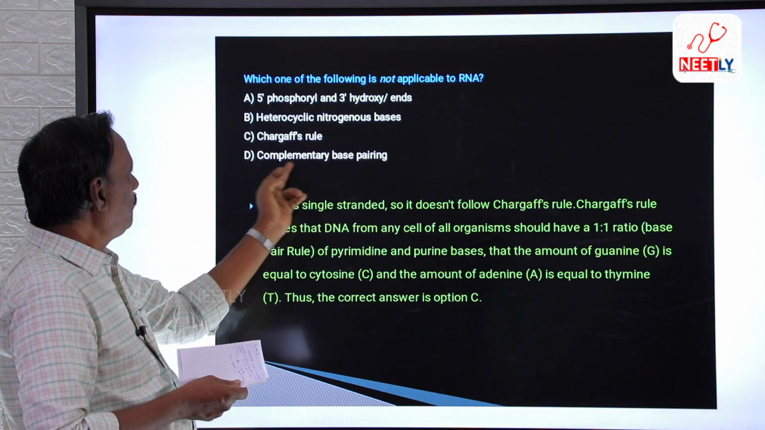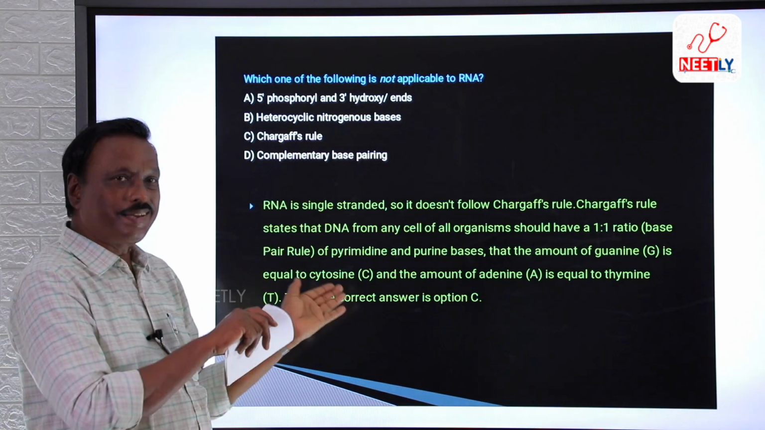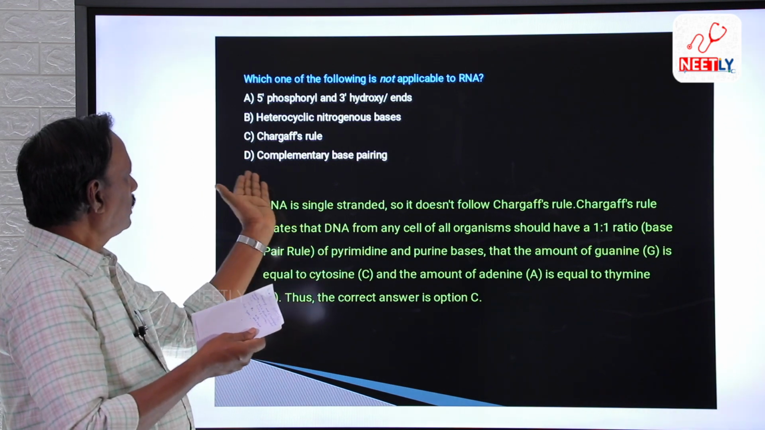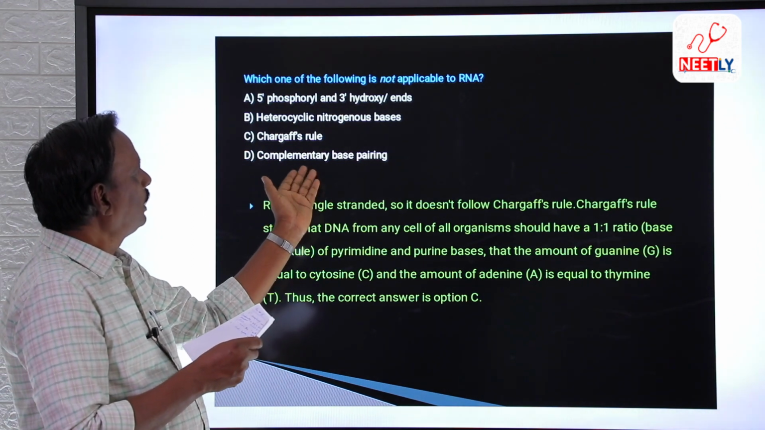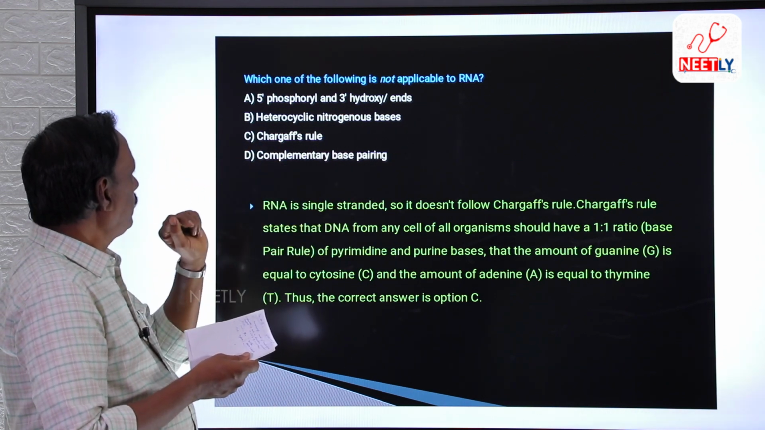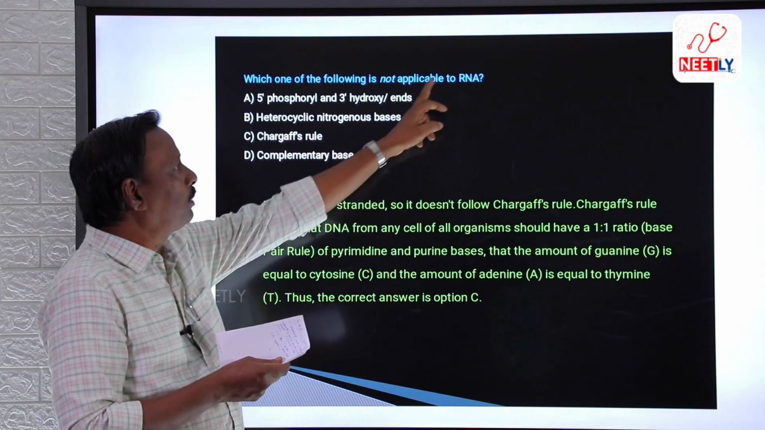Then the next one is complementary base pairing. Complementary base pairing occurs during transcription, that is from DNA to RNA. It is happening, so it is also related to RNA. So the third one is Chargaff's rule. Chargaff's rule is not applicable to RNA.